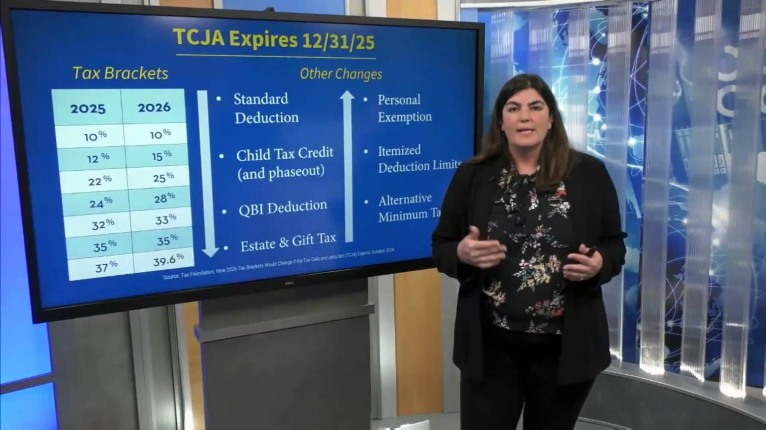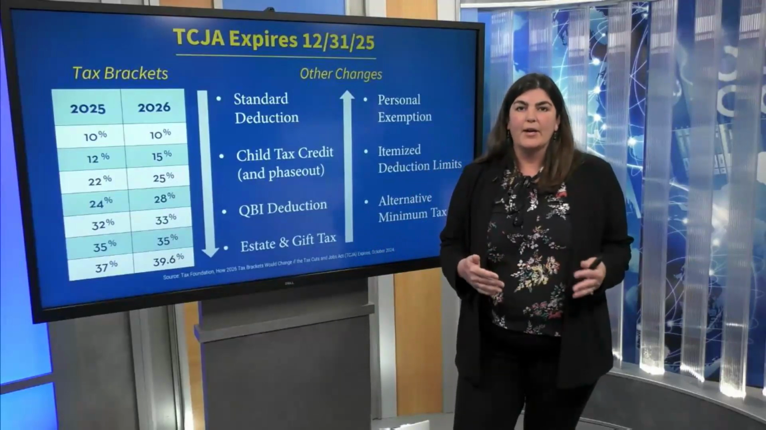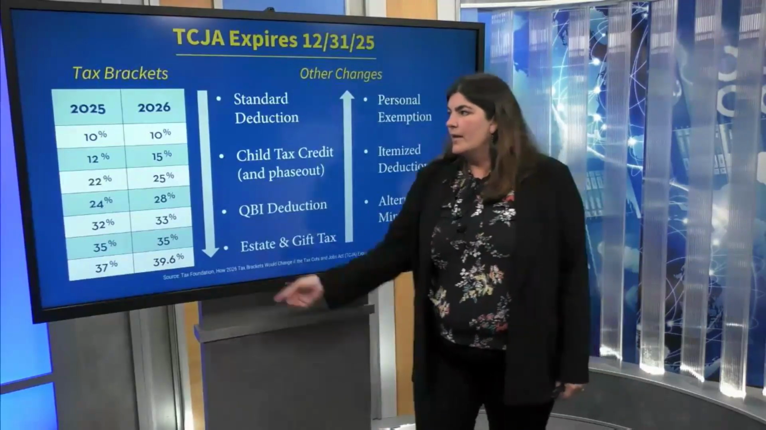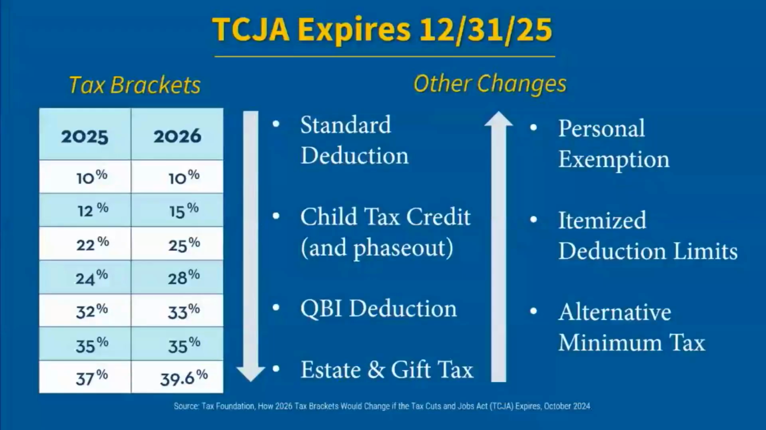This year, when the Tax Cuts and Jobs Act is set to expire, these are some of the changes that we're expecting to see. For one thing, all of our tax brackets are going to change. Okay, so we're going to go from the 10 will stay the 10, but 12 is going to go to 15, 22 to 25, 24 to 28, and so on down that chart. So that's just kind of by default.